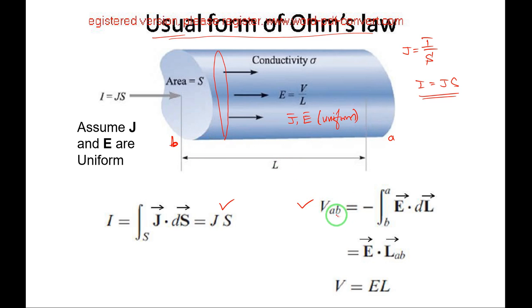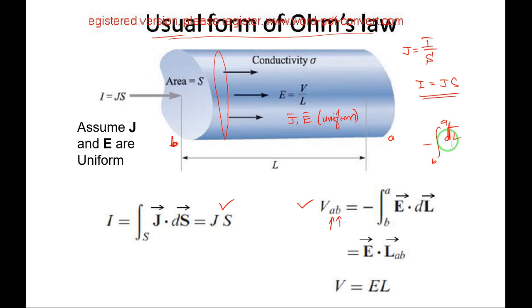So V_AB. This is the final position and this is the initial position, right? So A is the final position and B is the initial position. So minus, we know the definition of potential difference, minus integration of E dot dl, initial position to final position, B to A. Just observe here E, then the integration is left. E is uniform, so take it out. So what I am left with is the integration from B to A of dl. Is it fine? B to A.